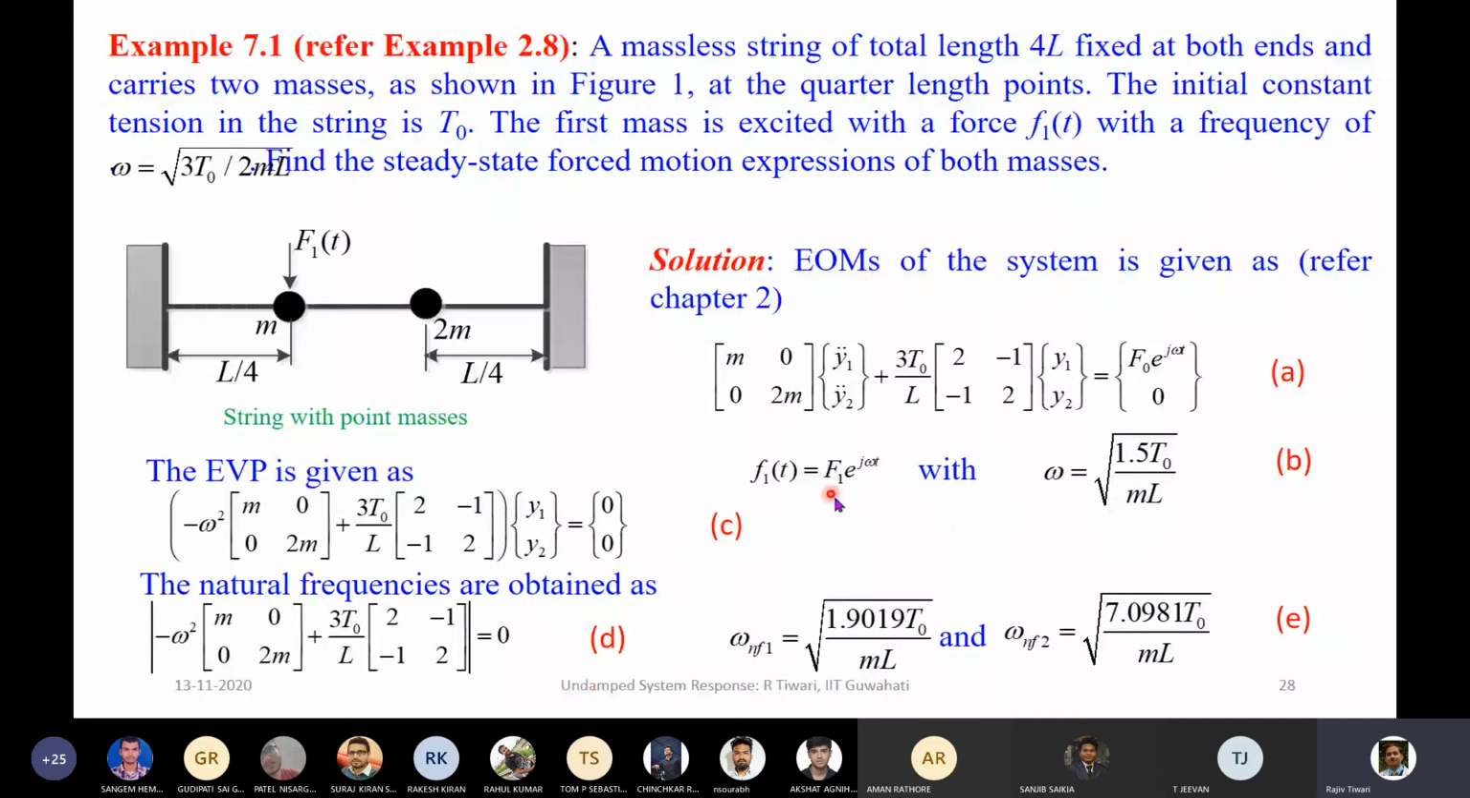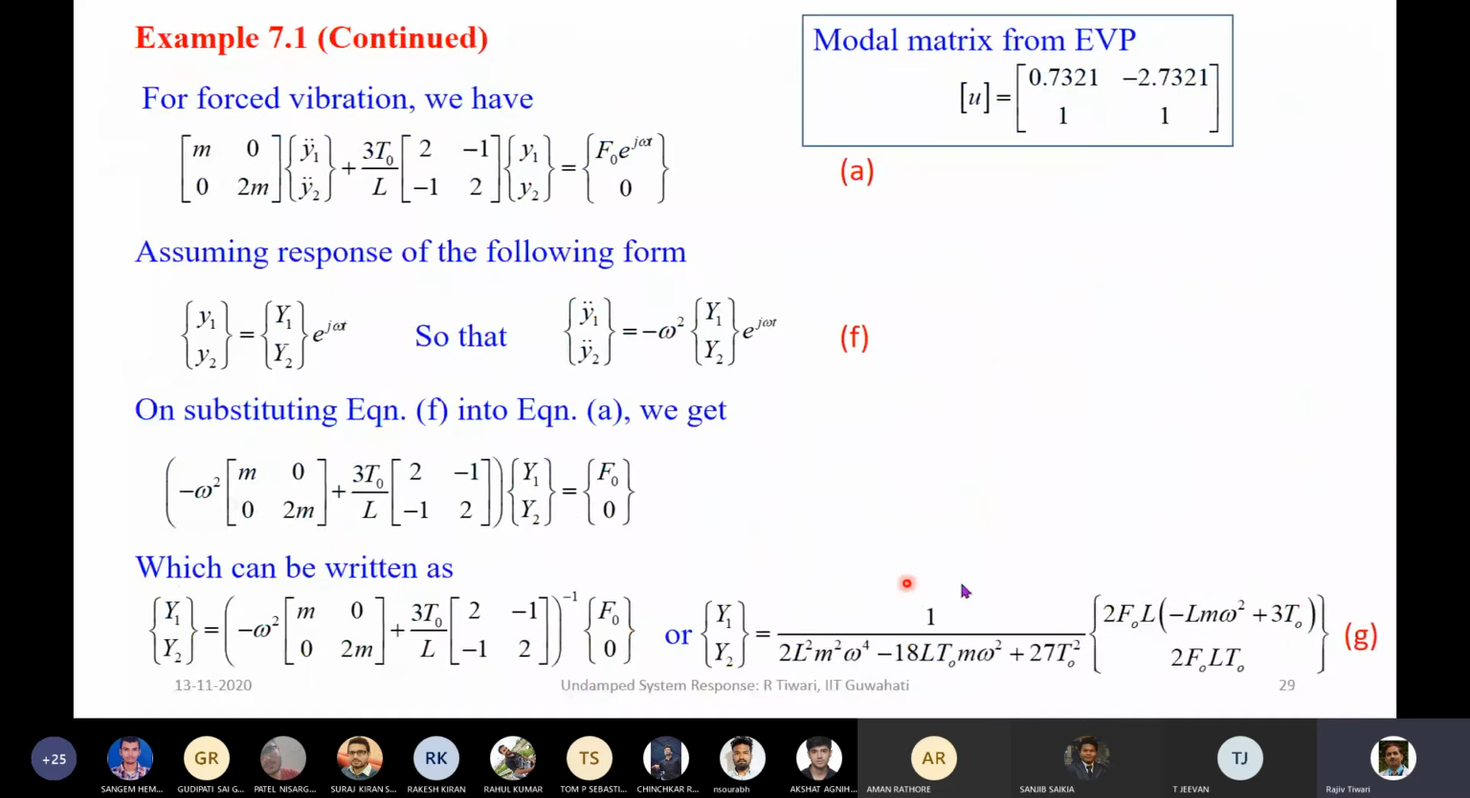we can have a system in which this F1 e raised to j omega 1 t is there plus F2 e raised to j omega 2 t is there, like that. So in that particular case, we can take one force at a time, obtain the response, second force at a time, obtain the response, and then add them. Because this is a linear system, the superposition theorem is valid. So whatever response we obtain for one frequency, we can add for another frequency to get the total response for both force components.